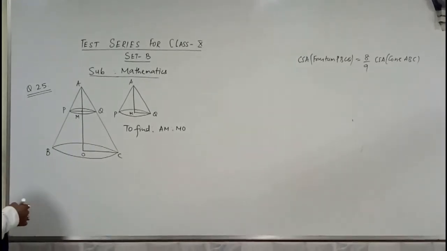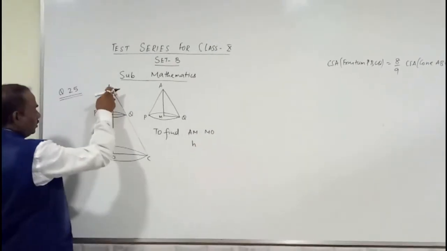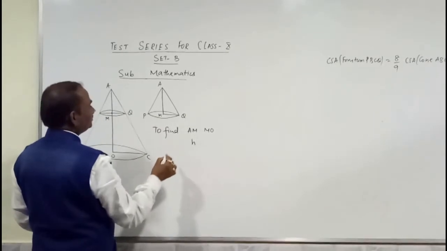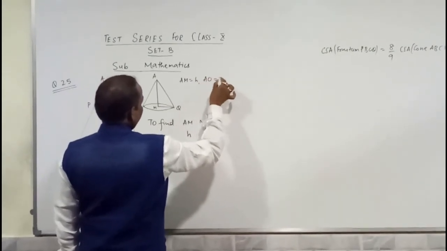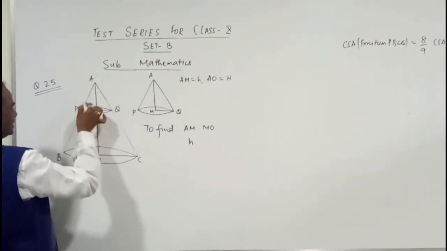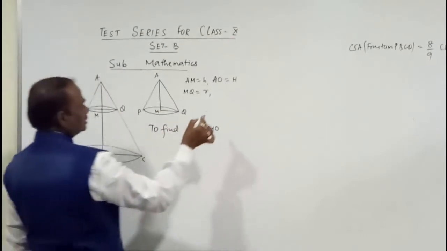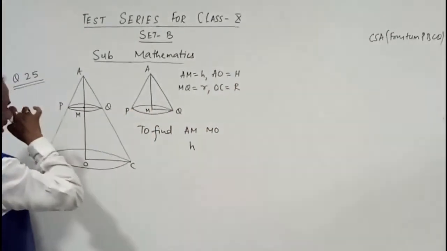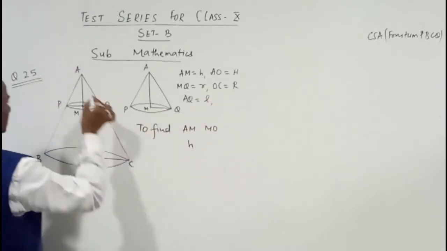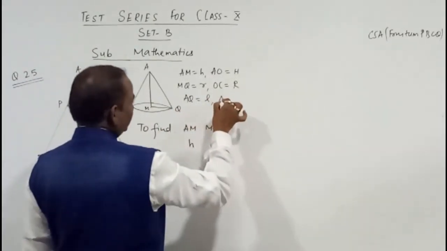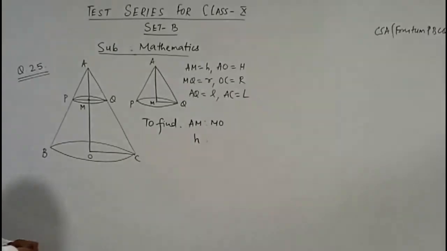उसके बाद ही हम इसको फाइंड कर सकते हैं। एक बार देख लेते हैं अपने को क्या चाहिए। अगर हम AM को स्मॉल h, हाइट ऑफ स्मॉल कोन ले, तो स्मॉल h है। AO को हम कैपिटल H लेते हैं, यहां लिख लेते हैं कि AM को हमने ले लिया स्मॉल h, AO को ले लिया कैपिटल H। उसके बाद MQ इज द रेडियस ऑफ दिस कोन, इसको ले लेते हैं स्मॉल r, और OC इज द रेडियस ऑफ द बिगर कोन, इसको ले लेते हैं कैपिटल R। फिर वैसे ही स्लांट हाइट लगने वाली है, तो AQ इज द स्लांट हाइट ऑफ दिस कोन, AQ को ले लेते हैं एज स्मॉल l, और AC इज द स्लांट हाइट ऑफ दिस बिग कोन, तो AC को ले लेते हैं कैपिटल L। ये डिनोशन हमने ले लिया। अब आप AM की जगह स्मॉल h लिखते हो तो MO की जगह क्या आएगा?